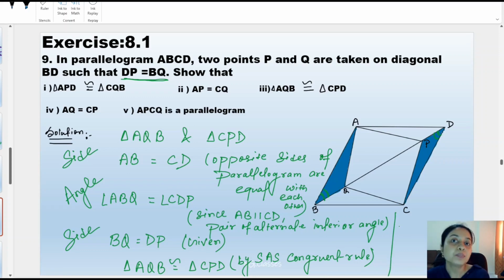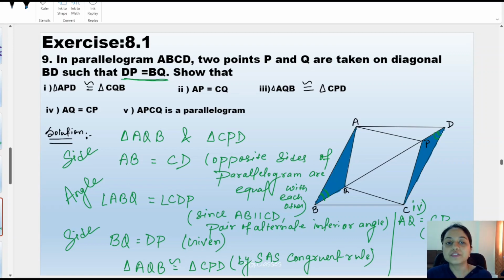So we are done with part 3. Let's move to part 4. Part 4 says show that AQ is equal to CP. From here only we can say AQ is equal to CP because these two are corresponding parts of congruent triangles AQB and CPD. So we are done with part 4 as well.